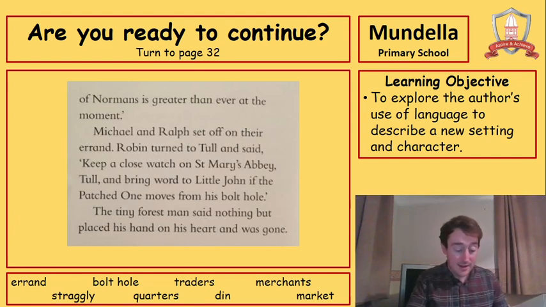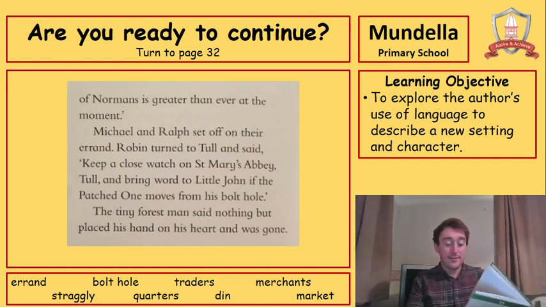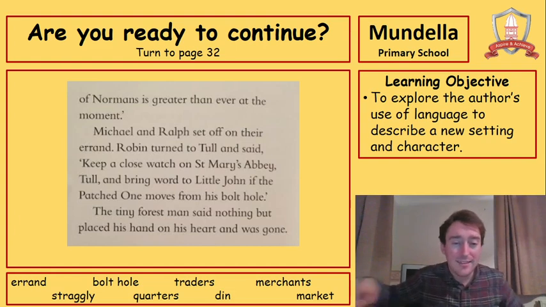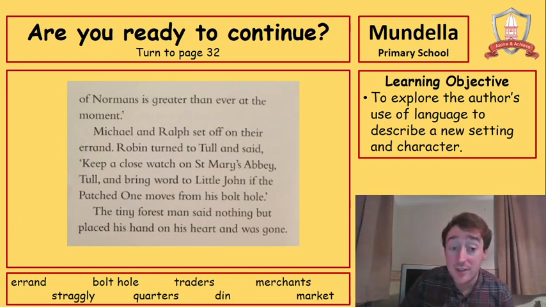Ask courteously then, Robin said to Michael. I have no doubt that he will come here with you. He has a true Saxon heart, and, from what Toll says, his hatred of Normans is greater than ever at the moment. Michael and Ralph set off on their errand. Robin turned to Tull and said, Keep a close watch on St. Mary's Abbey, Tull, and bring word to Little John if the patched one moves from his bolt hole. The tiny forest man said nothing, but he placed his hand on his heart and was gone.